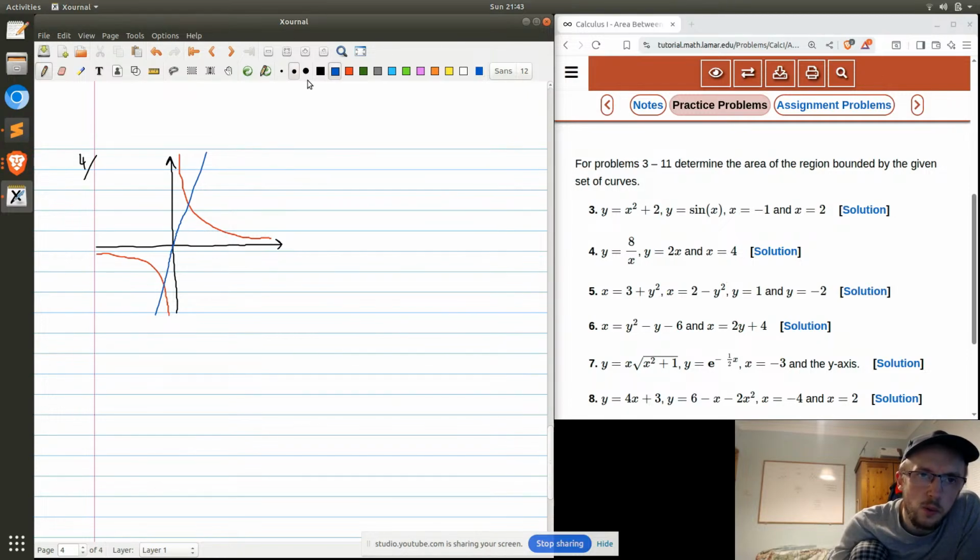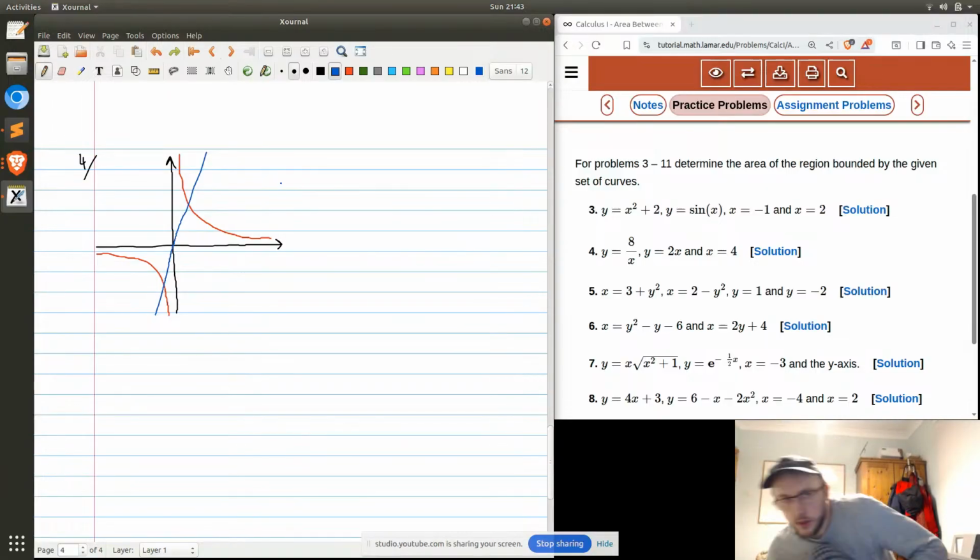X equals 4. Well, x equals 4 is a vertical line. And I don't know where it will be. Maybe here. Don't know. And so perhaps they're asking for something like that. But let's find out.